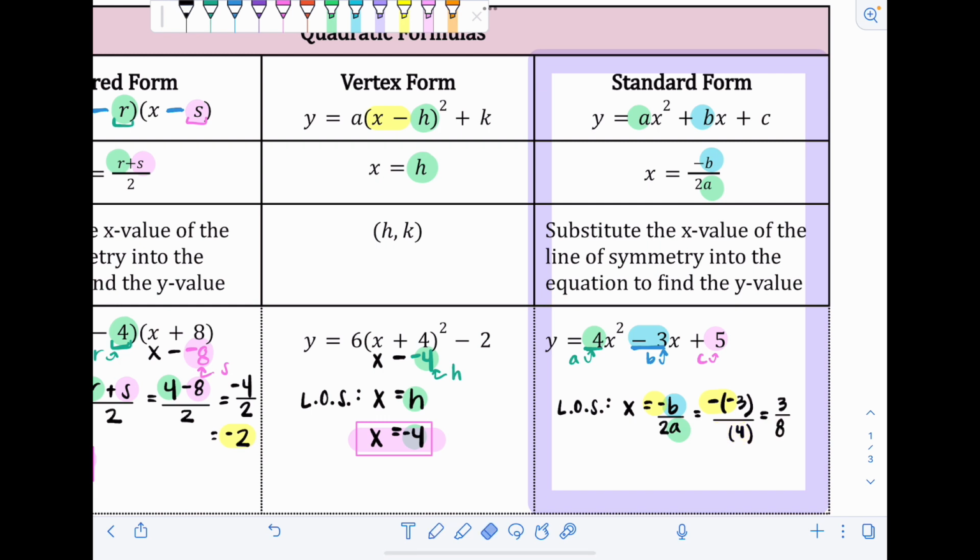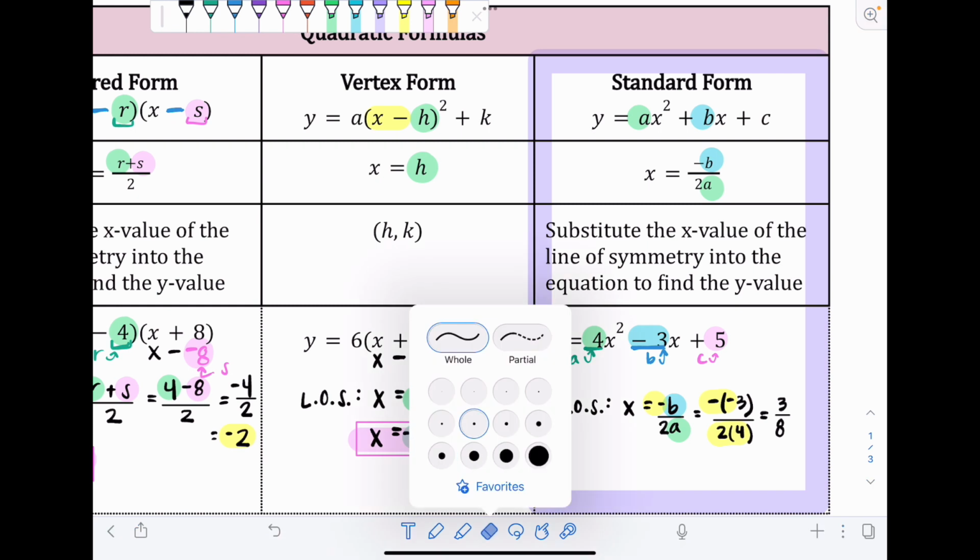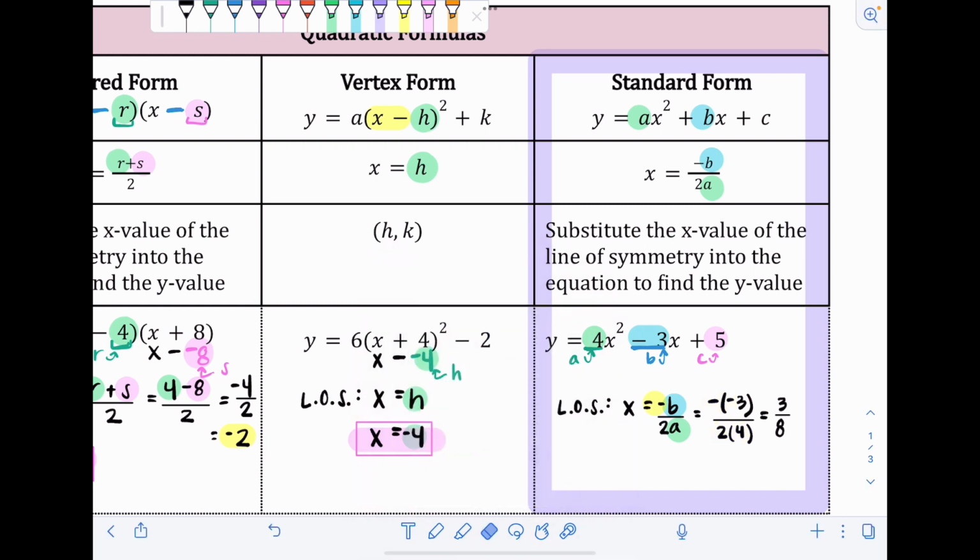So we used our formula, I erased too much. We used our formula and it simplified down to 3/8. So we just need to finish writing our line of symmetry with the x equals out in front. So x equals 3/8 is our line of symmetry.